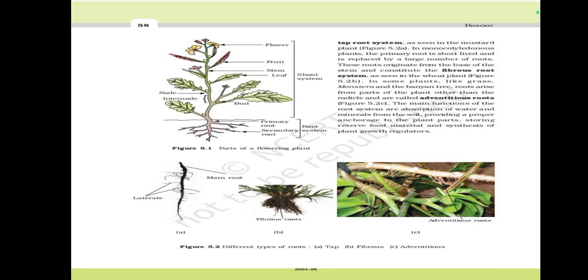The main functions of the root system are absorption of water and minerals from the soil, providing a proper anchorage to the plant parts, storing reserve food material, and synthesis of plant growth regulators. Adventitious roots.